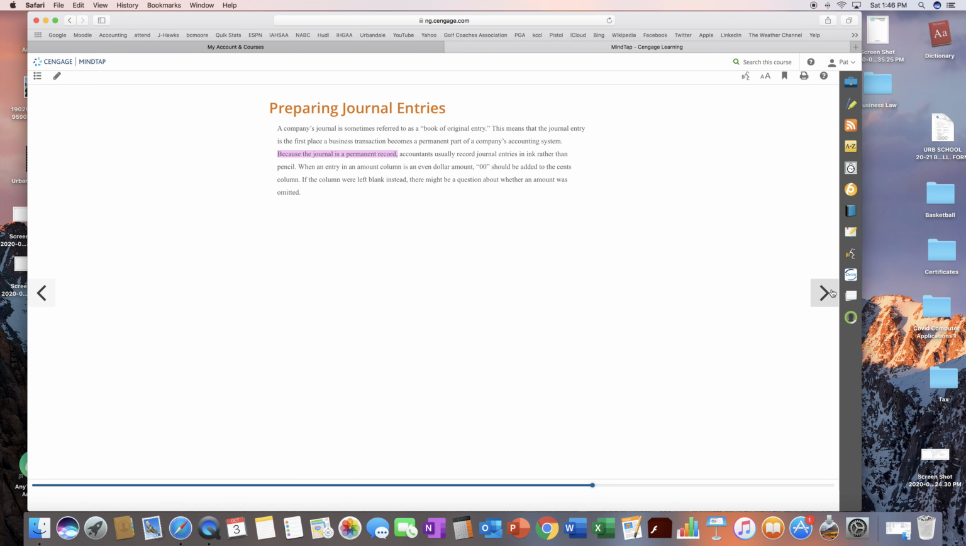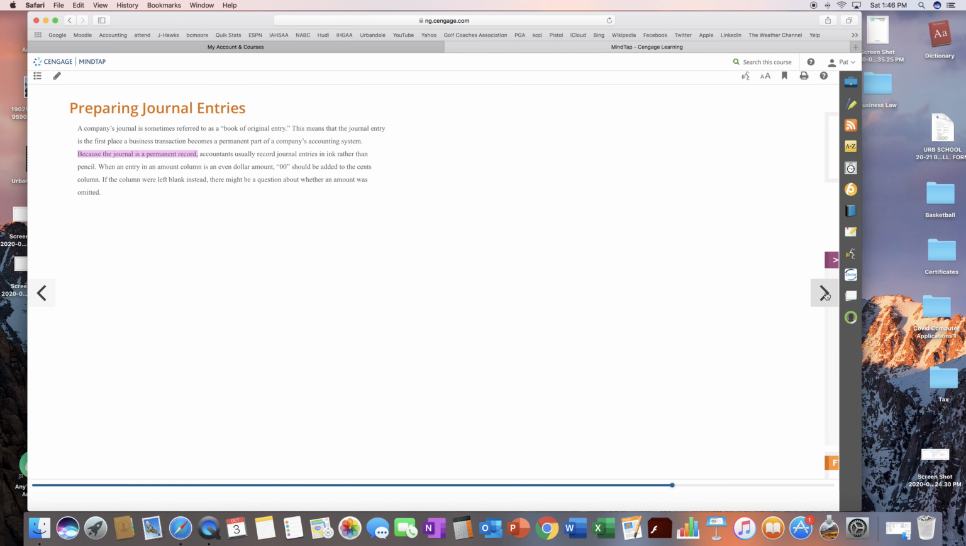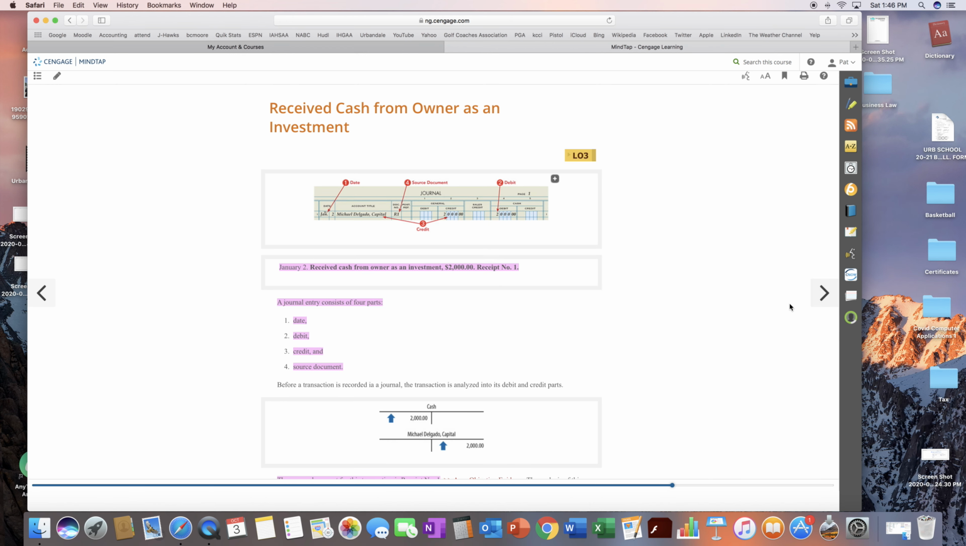Preparing journal entries. Why we're doing it: we want to keep these journals in transaction, date, order. It's a permanent record. We want to keep detail of money and who we're getting money from and who we're spending money on. It's like a detailed, organized, permanent record of our business.